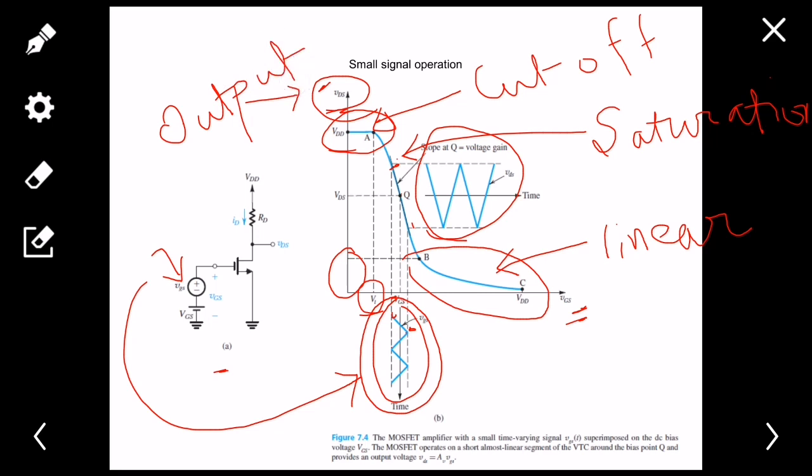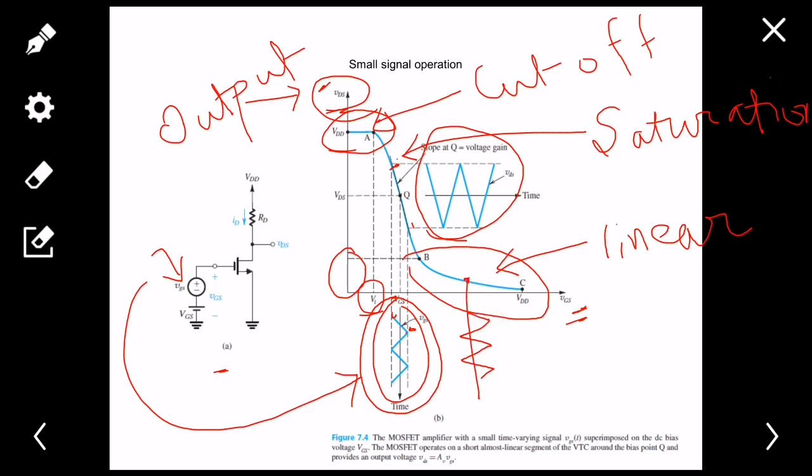Now, why have I chosen the saturation region for amplification? Why not the triode region? Why not use this BC region? Consider a Q point right here, and suppose I apply a small AC signal.